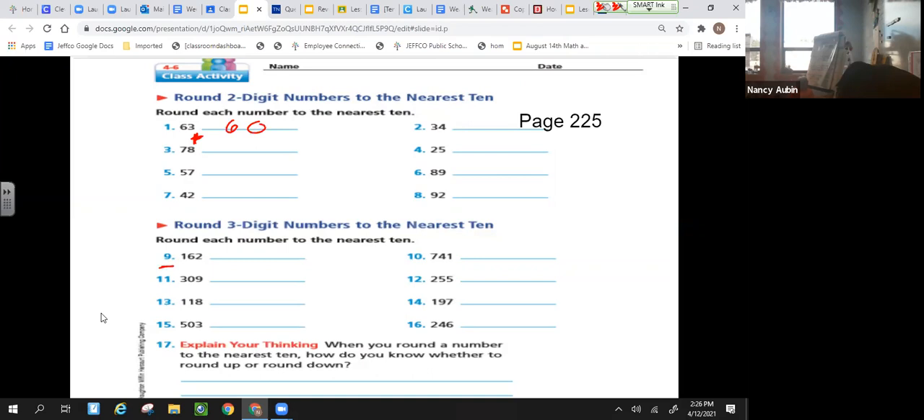Excellent. Let's look at number 9, Finn. 162. I still want to round it to the nearest 10. So do I still look in the ones place? Yes. So I'm not going to do anything with the 100. I can go ahead and write the 1 for the 100, right? But now I still got to look at 62. Is 62 going to round to 60 or 70, Finn? 60, because 2 is half of 4, which is less.